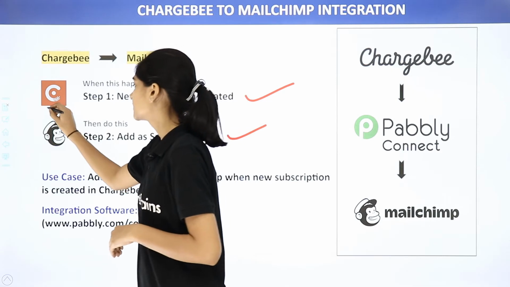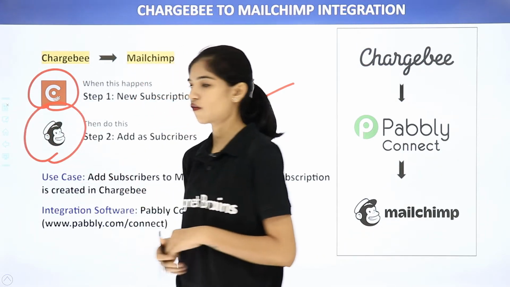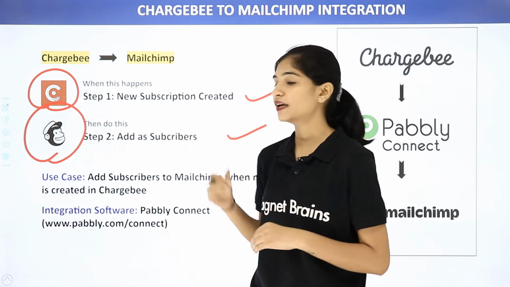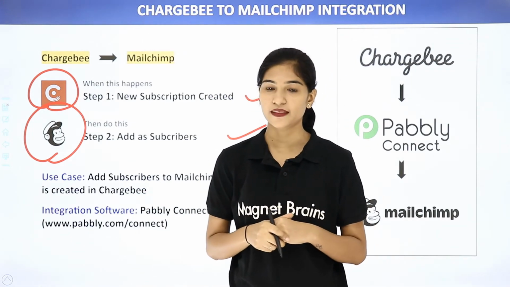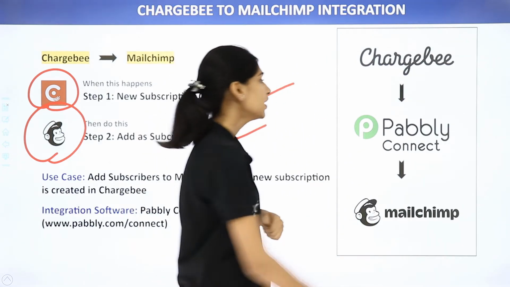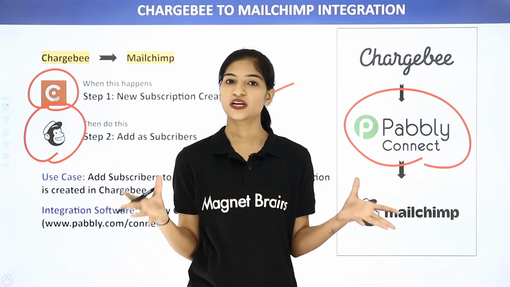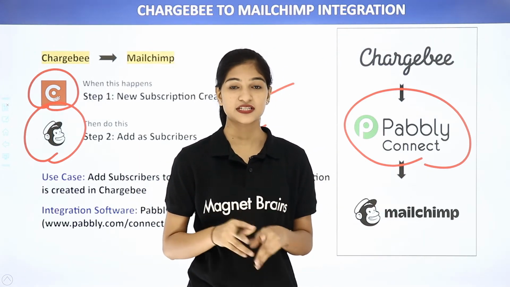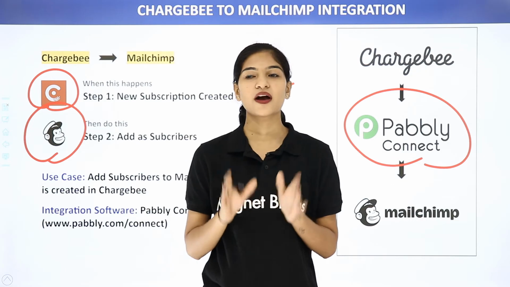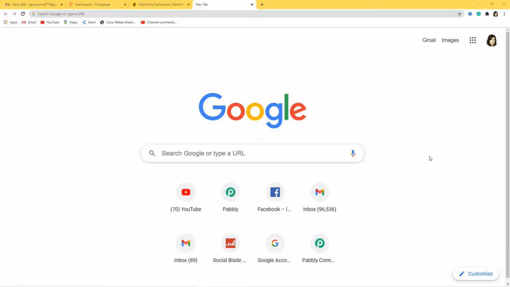So Chargebee is a subscription management system, whereas MailChimp is an email marketing software. Although Chargebee and MailChimp have native integration between them, this integration has certain limitations, and that is why we are going to use Pabbly Connect, a third-party application software, to integrate both these software applications. The best part here is you don't require any knowledge of coding. So let me show you this on my screen.